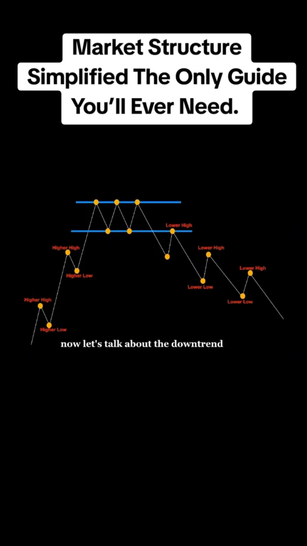Now let's talk about the downtrend. In a downtrending market, sellers are in control. Price is making lower highs and lower lows. This is not the time to buy blindly. Focus instead on finding selling opportunities in the direction of the dominant force.